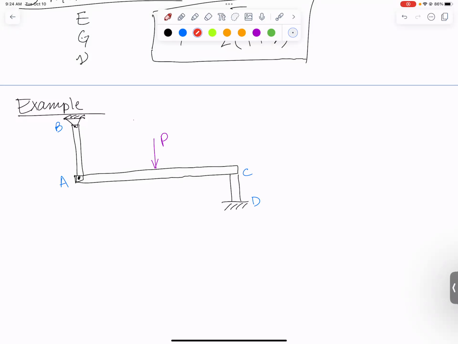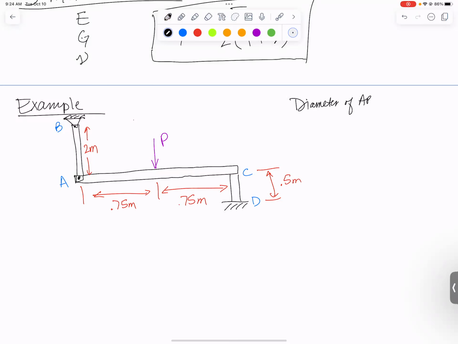Let's get some dimensions. This is a 2 meter long bar. The distance from A to the applied load is 0.75 meters. I know it looks longer than that. This one's also 0.75 meters. And then the height of bar CD is 0.5 meters. We are given that the diameters of AB are 12 millimeters. The diameter of CD is 40 millimeters.